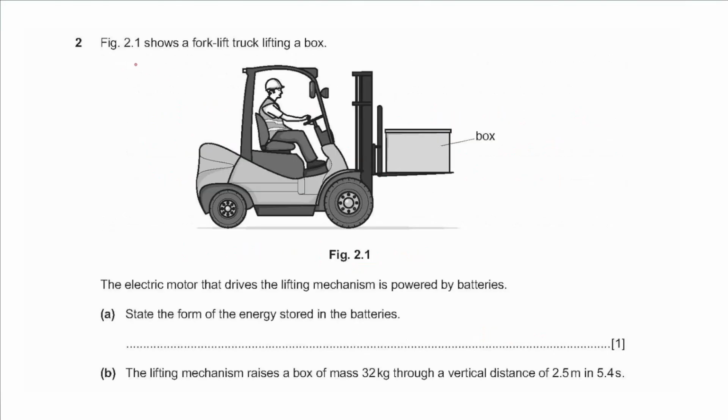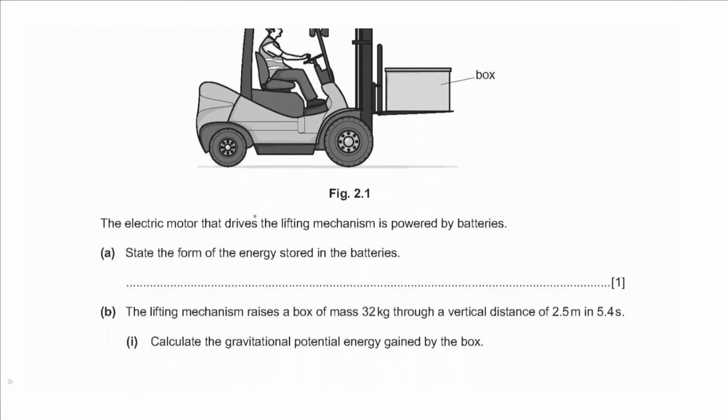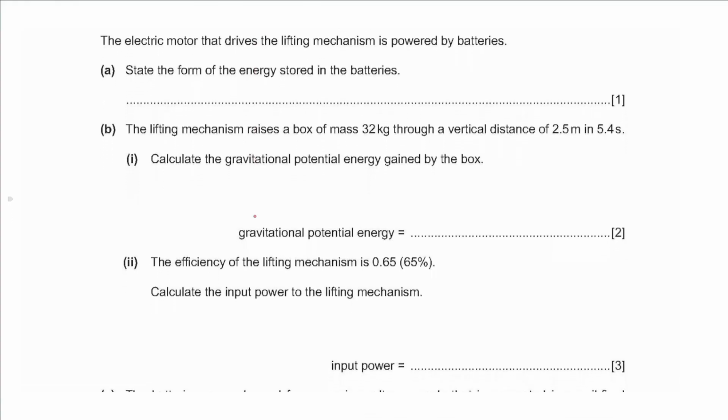Question 2 says figure 2.1 shows a forklift truck lifting a box. The electric motor that drives the lifting mechanism is powered by batteries. State the form of energy stored in the batteries. That would be chemical or chemical potential energy.